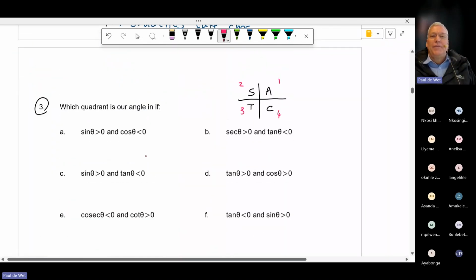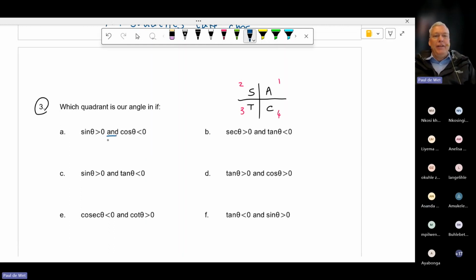Okay, guys. I want some answers here now. Remember, the word "and" means both. Both things have to be true. There's only one place where sine is positive and cos is negative. Who can put your hand up? Yes, there we go. Quadrant 2, well done.